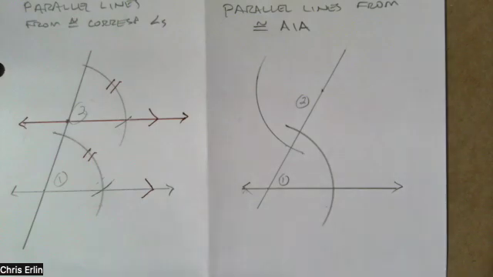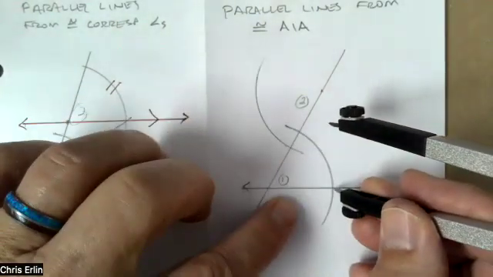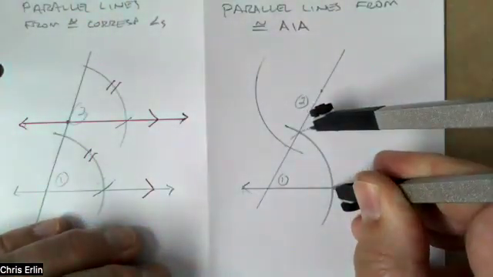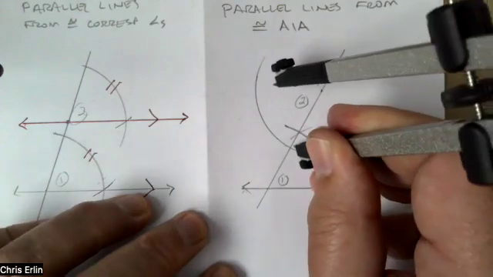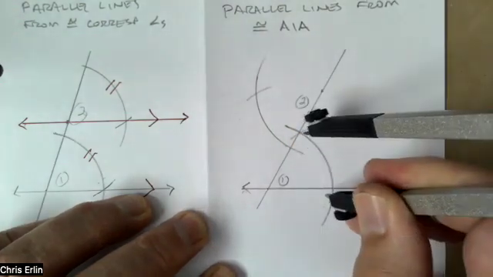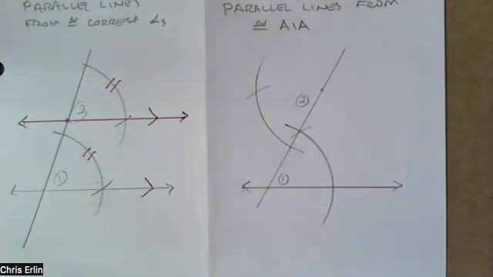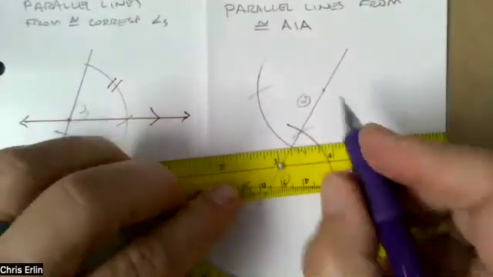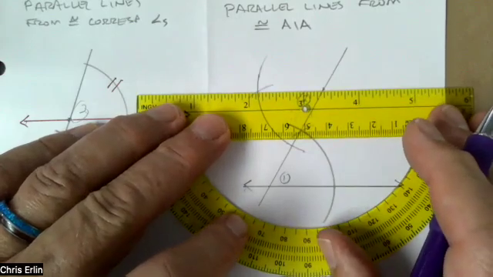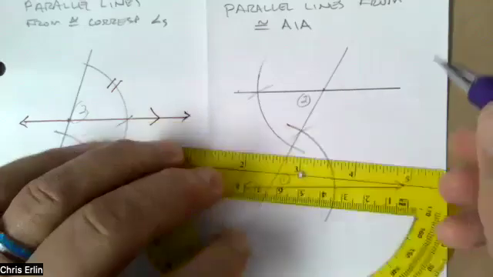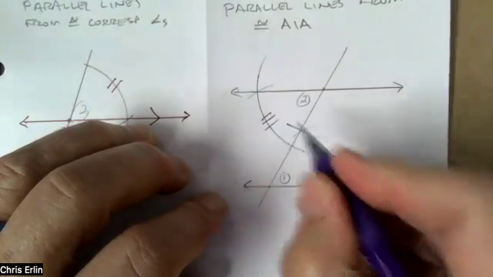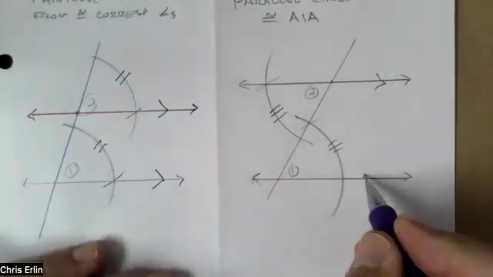And then the next step is just as we did previously. I'm going to measure the mouth of my opening here by adjusting my compass so that it just goes through the point of intersection. And then I'll pick that up and do the same thing on my other arc, so that this mouth opening is the same size as this mouth opening. And now by connecting my original point and my point of intersection of the two arcs, I'm going to end up with parallel lines because alternate interior angles are congruent.